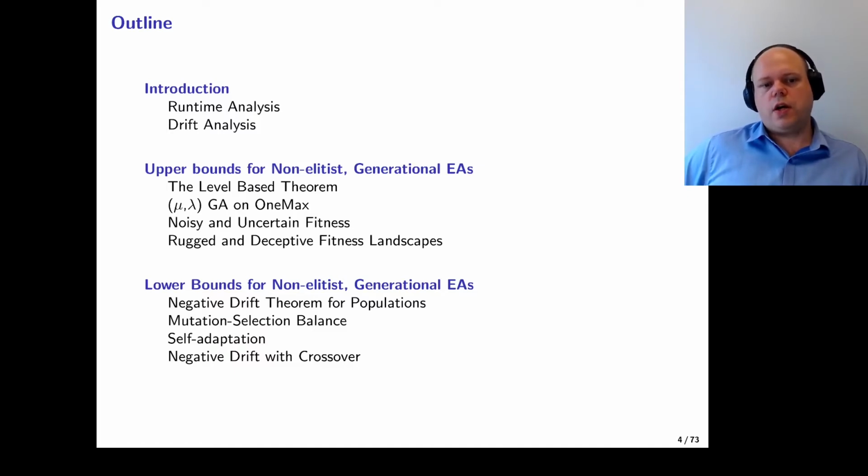Then we're going to look at scenarios where these algorithms fail. This can happen for various reasons, for example, if there is an incorrect balance between the selection pressure and the mutation rate in the algorithm. So we'll introduce a general technique to derive all of these results, called the negative drift theorem for populations. Then we're going to briefly look at self-adaptation, and in the end we're going to look at negative drift when we use the crossover operator.